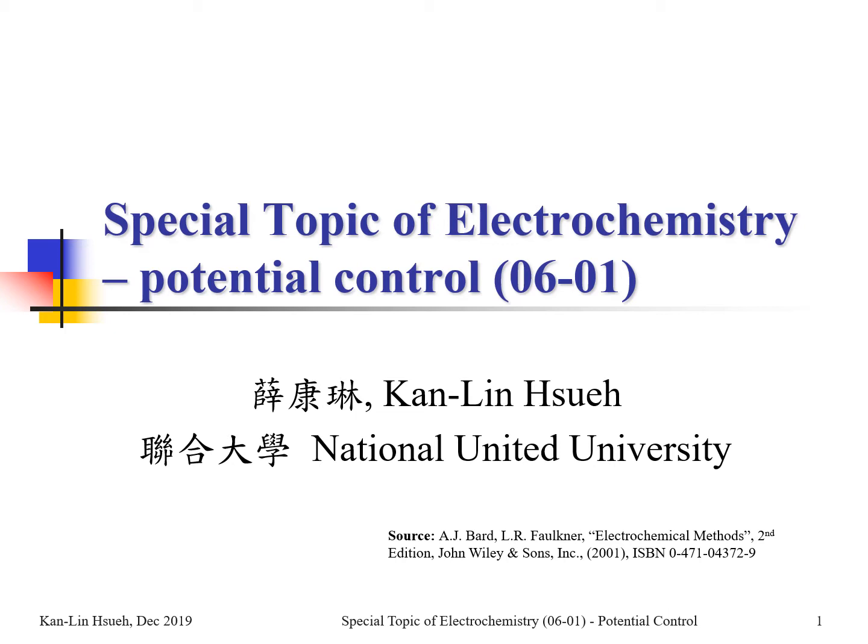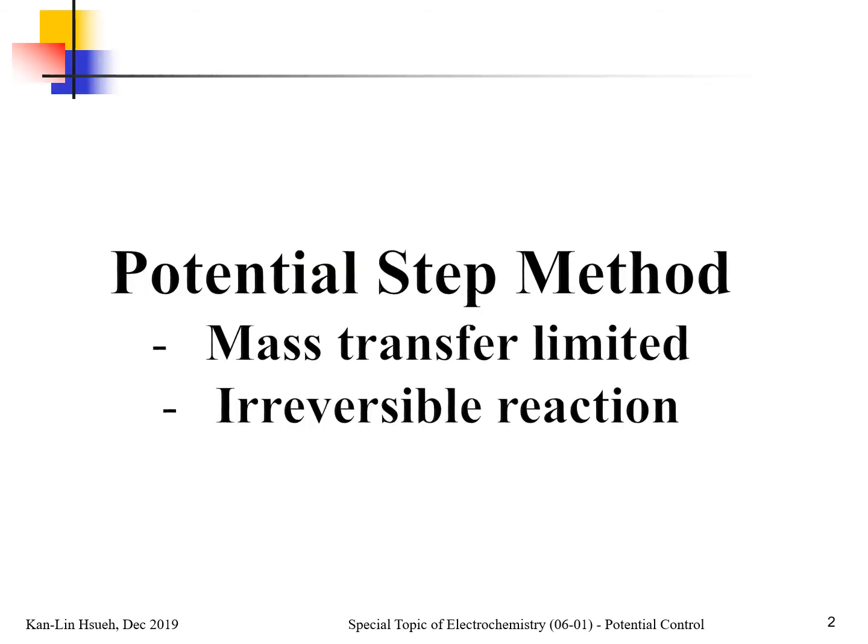In this unit 06, we're talking about potential control. That means the electric potential is controlled in a certain manner, and then we observe the current in different electrochemical processes and see what will happen. The first one is the potential step method.